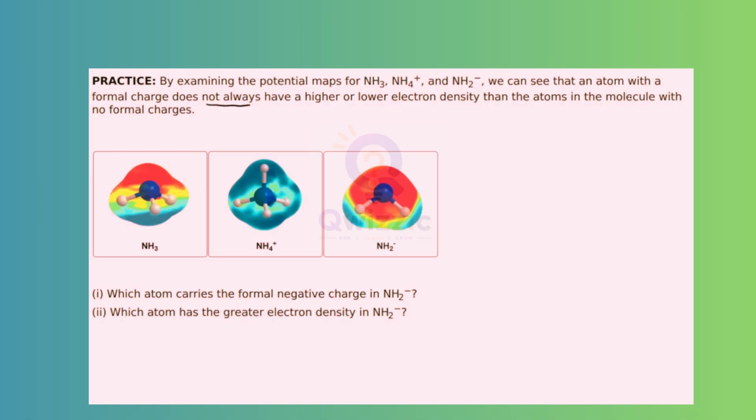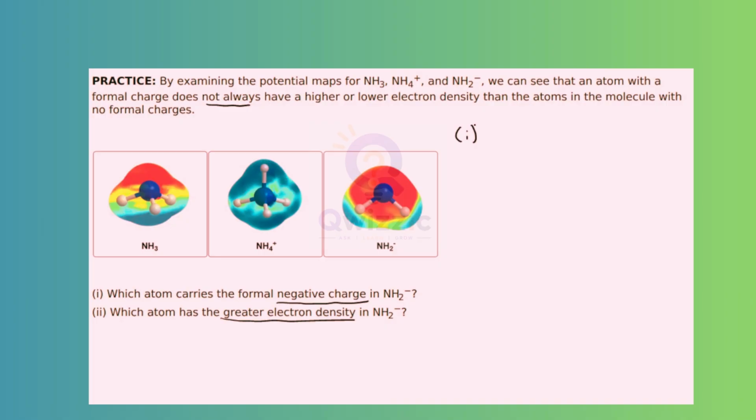So part 1 is asking us which atom carries the formal negative charge in NH₂-, and part 2 is asking us which atom has the greater electron density in NH₂-. So for part 1, let's begin by drawing our Lewis structure for NH₂-, right?